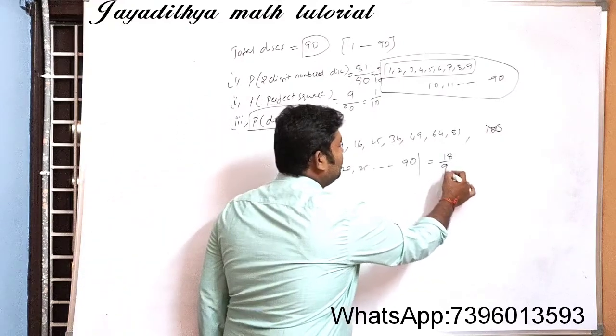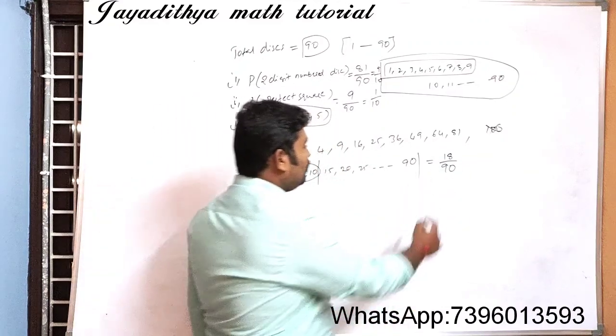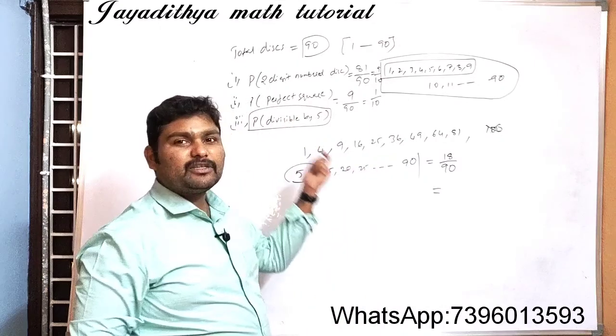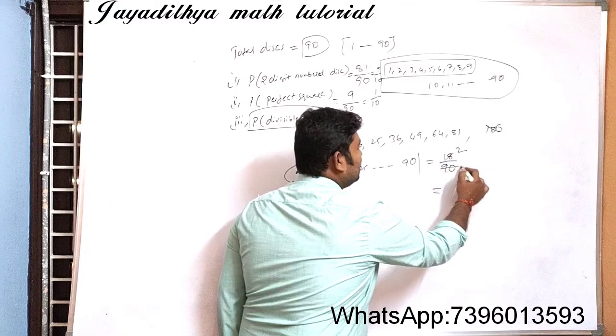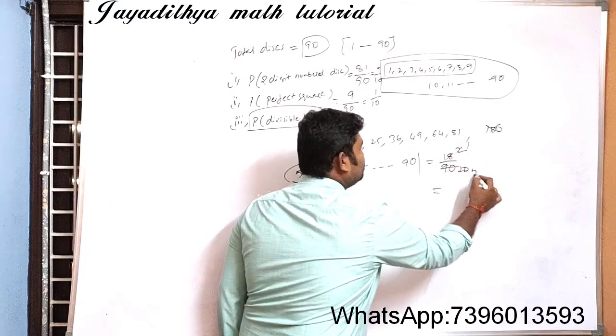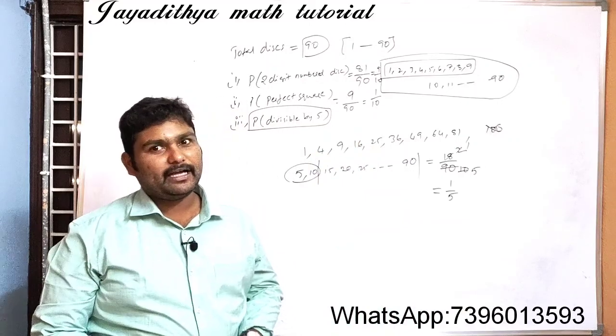And in total we have 90 coins or 90 disks. So here the probability of a number which is divisible by 5 will be 18 by 90. 9 2s are 18, 9 10s are 90, 2 1s are 2, 2 5s are 10. So here the probability value is 1 by 5.